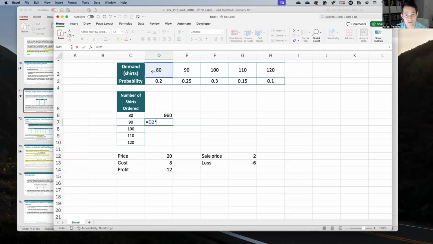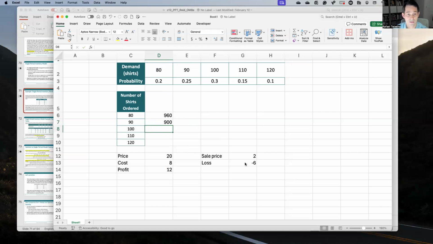So if he sells all the 80, he's gonna profit 80 times the profit. Okay. But we have to add the loss. How much is the loss? It's the remaining unsold amount times the loss. So how much is the remaining unsold? He ordered 90 and the demand was 80. So unsold is 10 units. So there are 10 units that he couldn't sell. Now we multiply these 10 units by the loss and we add to this amount. It's $900. Okay. Now we keep doing that.